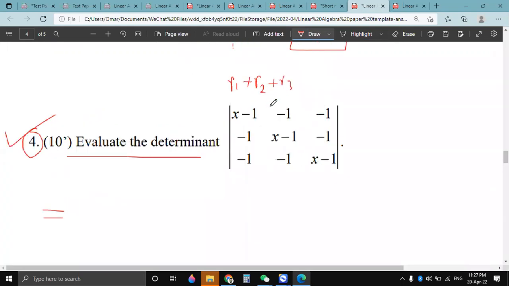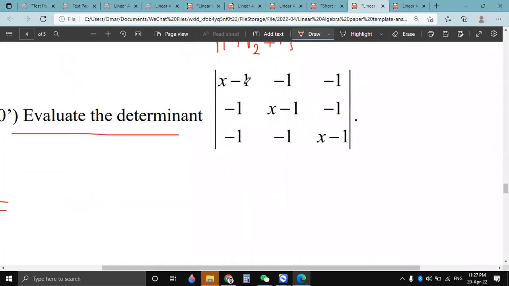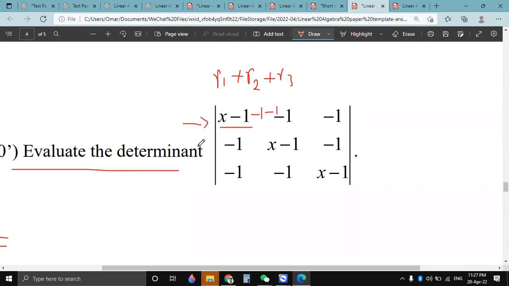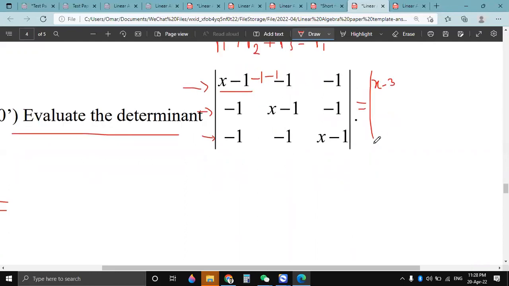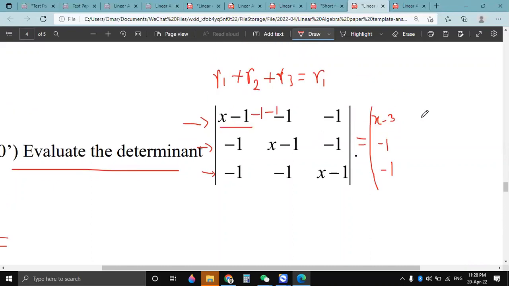If I do this row operation, you will see that it will become x minus 1, then minus 1, then minus 1. I'm going to add the first row, second row, and third row, and replace the answer into the first row. So it will be x minus 3, and then the remaining part will be the same: minus 1 and minus 1. And here it will also be x minus 3 if you do the row operation.